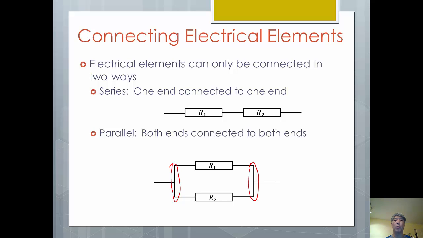There is a third way, which is none of the above. None of the above happens when there's a branch point placed on a series connection, and that branch point goes somewhere else. And that's actually a situation that we'll encounter in a lesson or two.